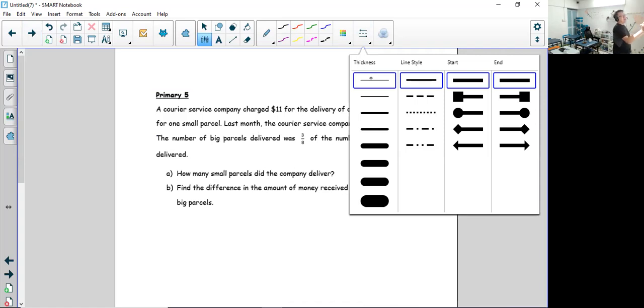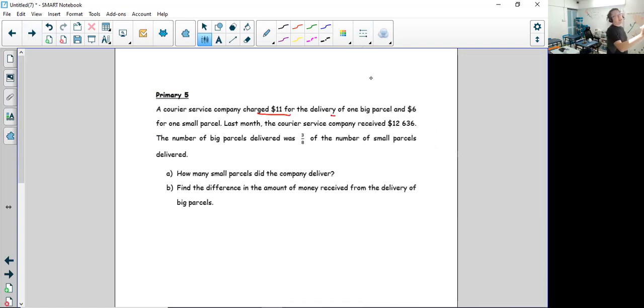A courier service company charged $11 for the delivery of one big parcel. It's quite similar to assumption, because they need to know how much is one big parcel and how much is one small parcel, which is $6. You need that for assumption, yes. And last month, the company received a total amount of money, and you need that for assumption as well. And the big parcels delivered were 3/8 of the small parcels delivered.